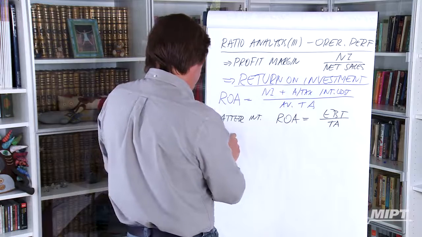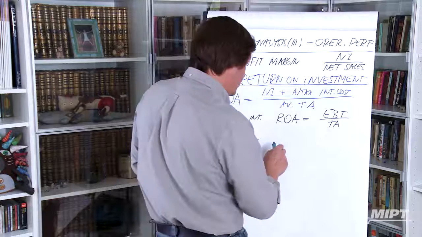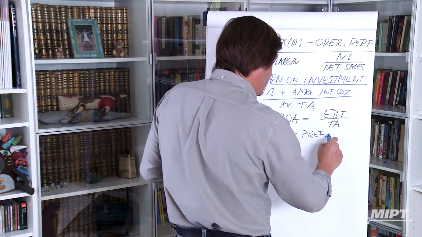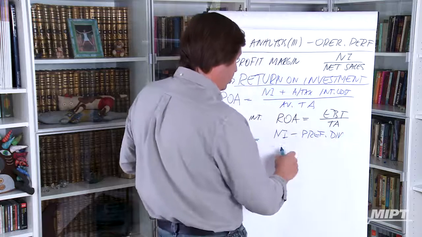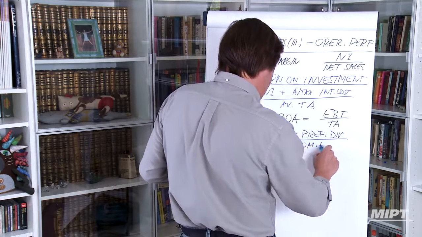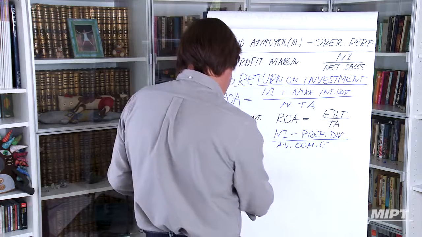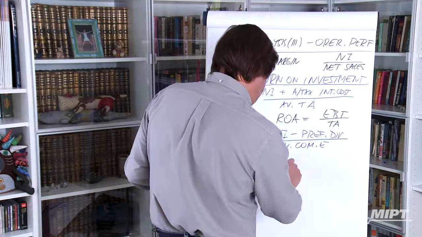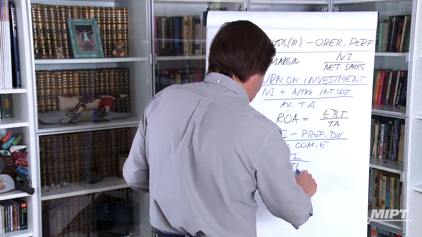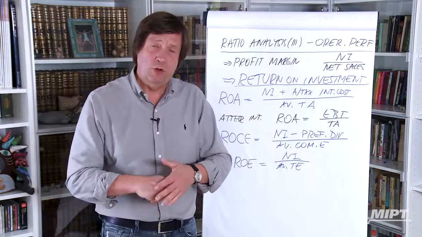And therefore, an important ratio is return on common equity. And that is net income less preferred dividends, because they do not go to common equity holders, and then divided by average common equity. And then in general, return on equity, that is net income divided by average total equity. Here, equity goes not only for common, but also including preferred shareholders.